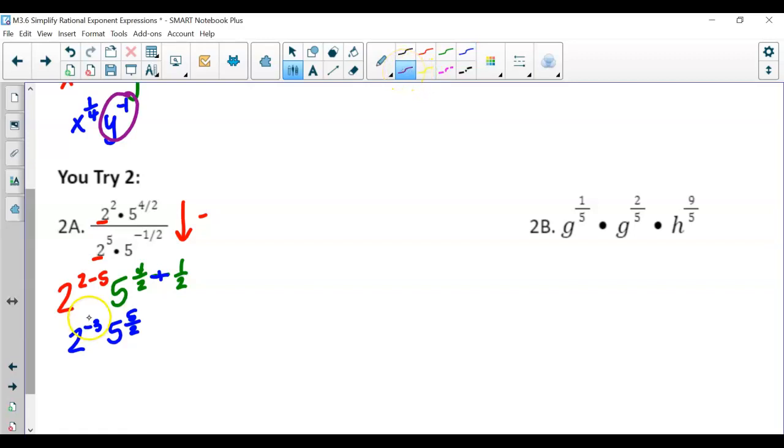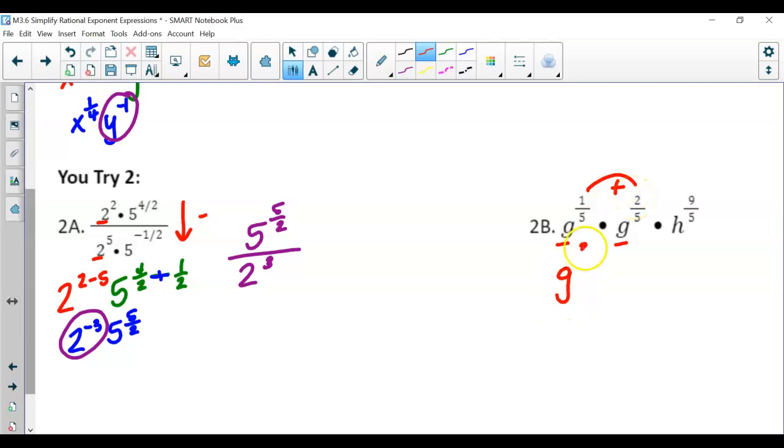Now, is this our final answer? No. Because of the negative exponent, we have to rewrite. So this is 5 to the 5/2 over 2 to the 3rd power. Then here, we're multiplying, so when bases are the same, we add the exponent. So you should have noticed your two g's here, so only add these two exponents. So this is g to the 3/5, then times h to the 9/5. Final answer, because bases are different.